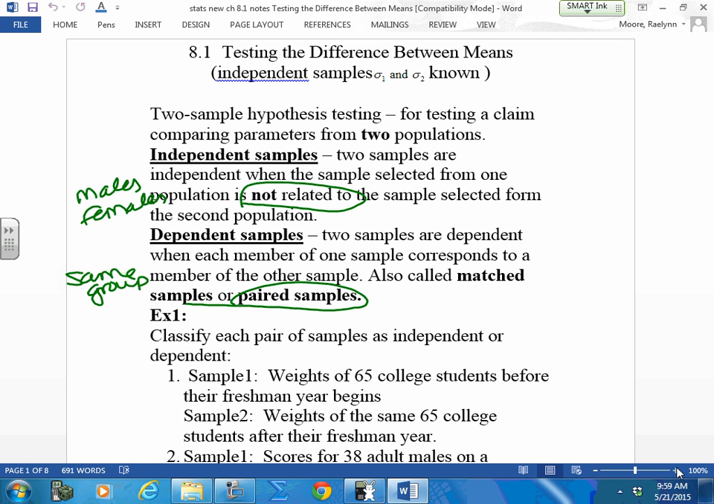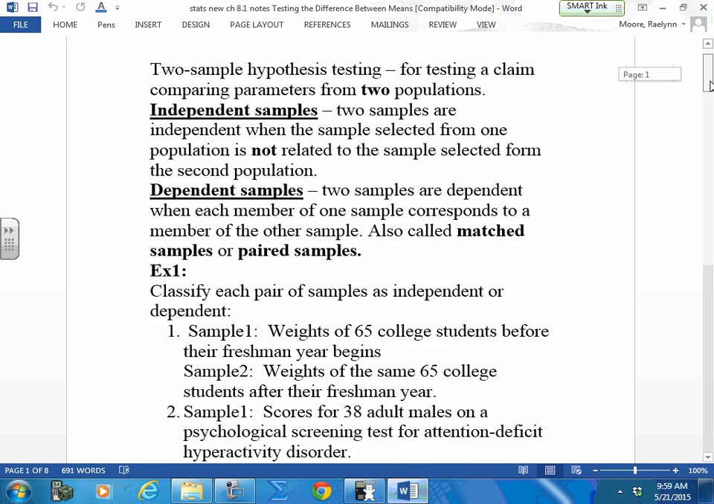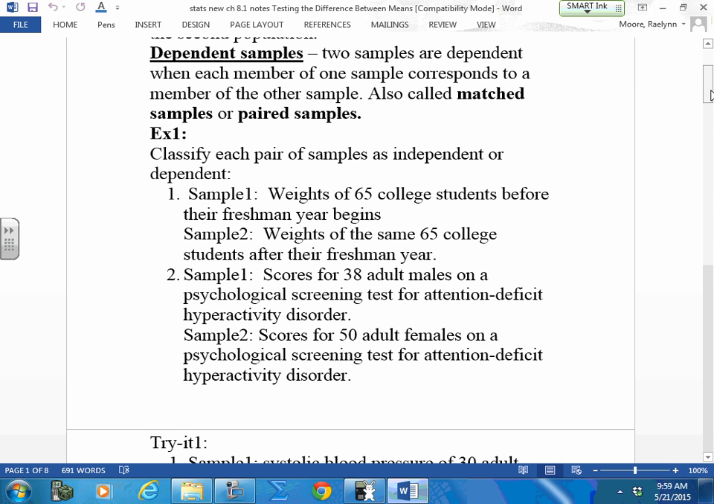So very, very basic. Here's a couple of good examples. Sample 1. I have the weights of 65 college students before their freshman year begins. Sample 2. I have the weights of the same 65 college students after their freshman year. Dependent or independent? Dependent. It is the same group. So these are dependent, because it depends what they tested in the beginning, how they changed at the end, right? I have a correlation between them.